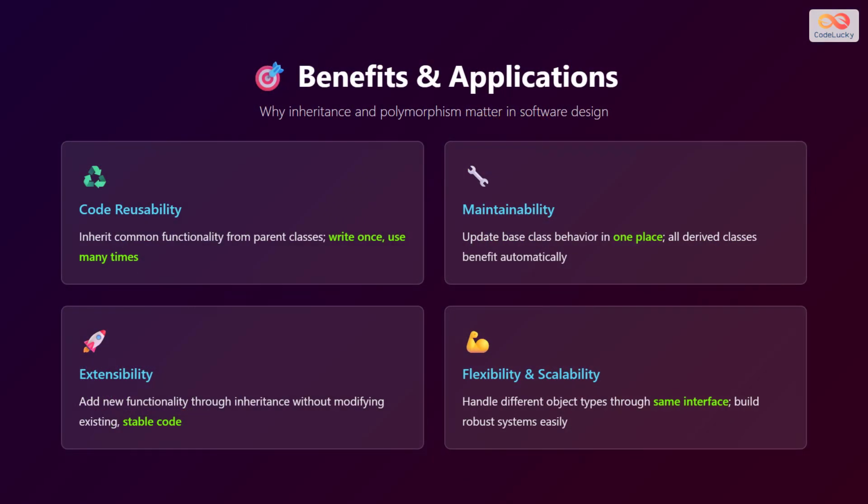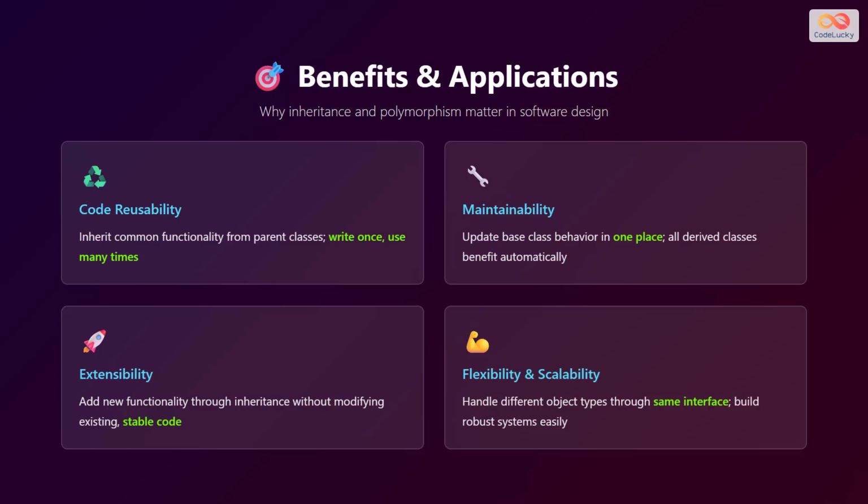Inheritance and polymorphism provide several significant benefits for software development. Code reusability is perhaps the most obvious advantage. When you inherit from a parent class, you reuse all its functionality without writing it again. This saves time and reduces errors. Maintainability improves because when you need to update shared functionality, you only modify the parent class once, and all child classes automatically benefit from the changes.